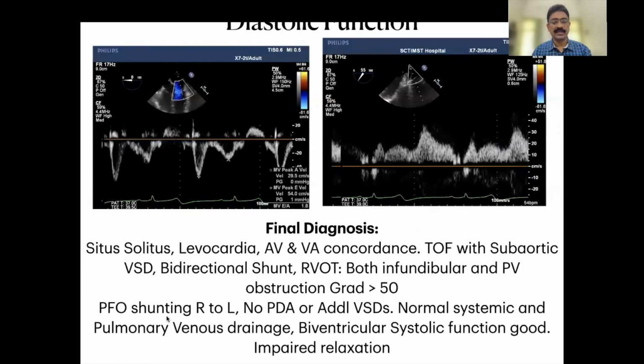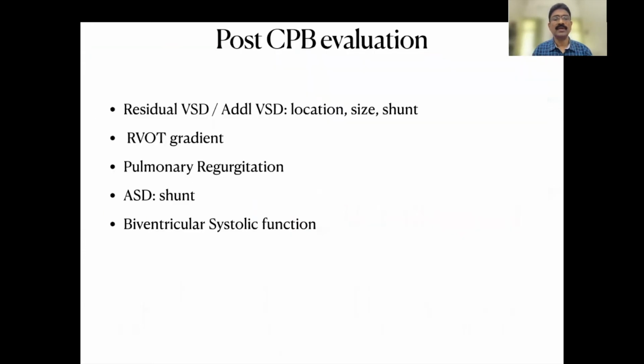The PFO was shunting right to left. There is no PDA, no additional VSD. Normal systemic and pulmonary venous drainage. Biventricular systolic function was good, and there was some impaired relaxation of both LV and RV.